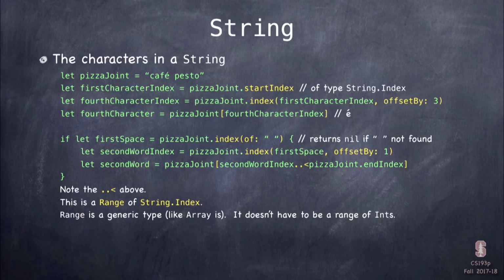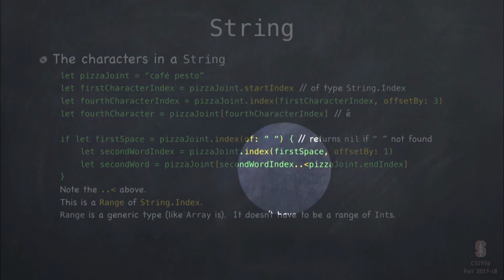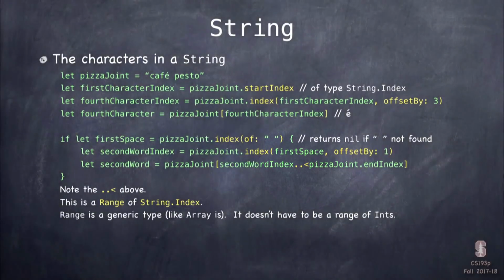Okay, the index of a string doesn't have to be an individual index. It could be a range of indexes. Now you'll notice to make a range, I'm using exactly the same less than thing that I did when I made that countable range of ints. Okay, ranges are generic types. They don't have to be of ints. They could be a range of string.index, perfectly legal.